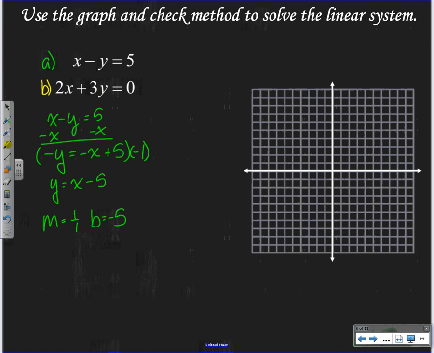Awesome. So, I'm going to graph this, and let's see. Negative 5. 1, 2, 3, 4. Negative 5. And we go up 1 over 1 this time, so we're going to be positive. Awesome.